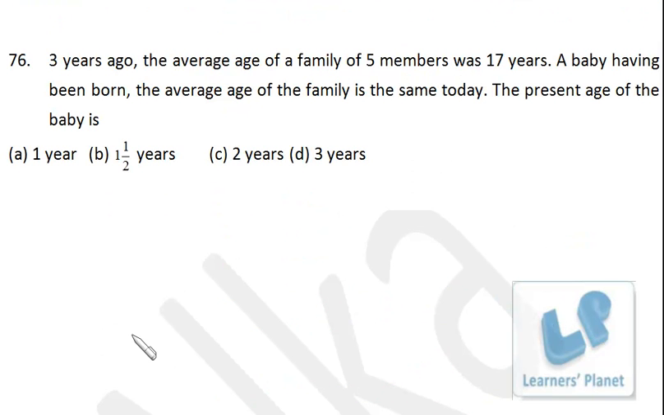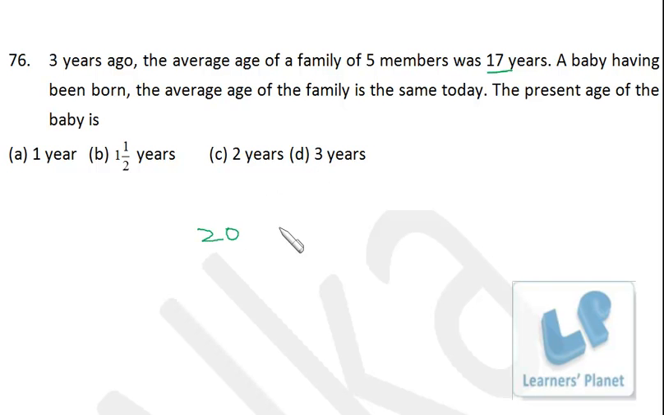Now this is also a problem similar to the previous one. 3 years ago, the average age of the family of 5 members was 17 years. A baby having been born, the average age of the family is same today. What is the present age of the baby? Similarly, 3 years ago, the average was 17. So the new average, as of now, will be 17 plus 3, 20, because if everybody is getting older by 3 years, so average will also be increased by 3. So present average is 20.